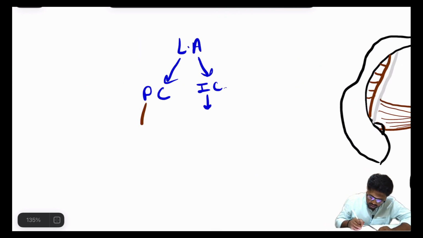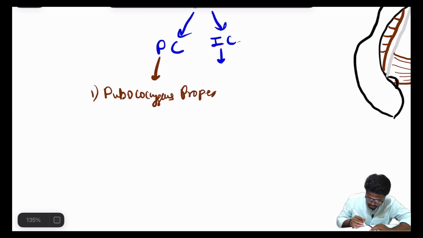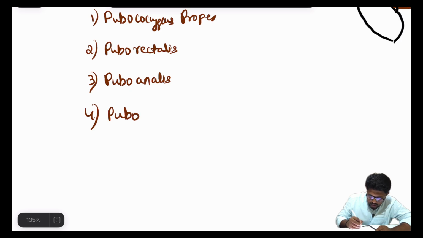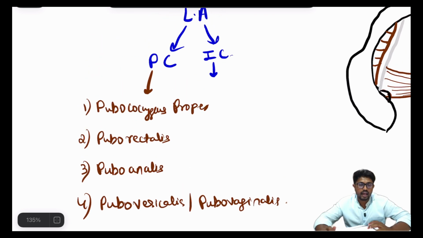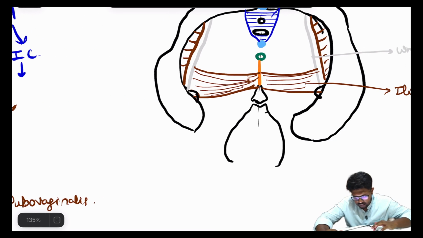So this Pubococcygeus is divided into Pubococcygeus proper, Puborectalis, Puboanalis, and Pubovesicalis or Pubovaginalis. So the Levator Ani has two components, Pubococcygeus and Iliococcygeus. The Pubococcygeus is further divided into Pubococcygeus proper, Puborectalis, Puboanalis, Pubovesicalis or Pubovaginalis. Now we'll draw this in the diagram.